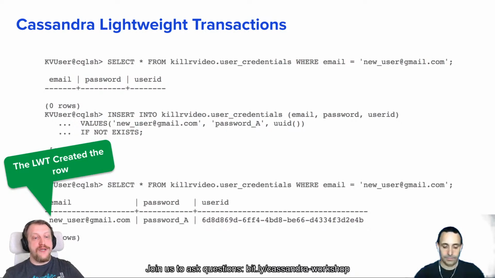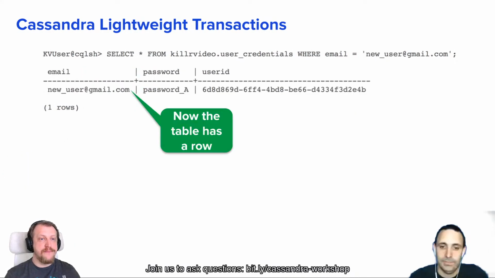And when we try to read this data, we select from killer_video with this email, newuser@gmail.com, and we have this row, as expected. So this table has a row for newuser@gmail.com with password A.